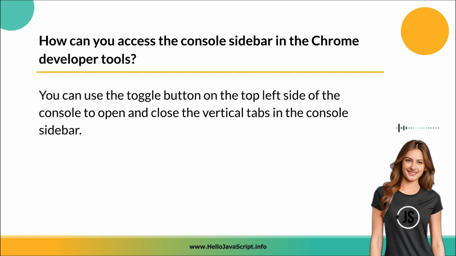This is the correct way to answer this question. You can use the toggle button on the top left side of the console to open and close the vertical tabs in the console sidebar.